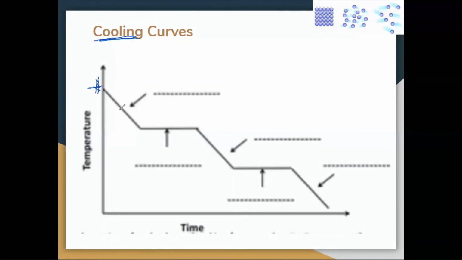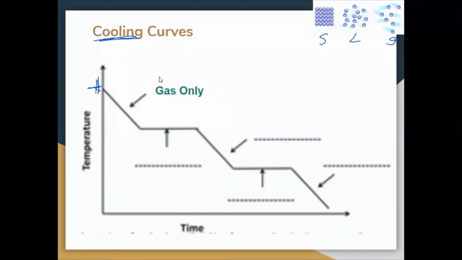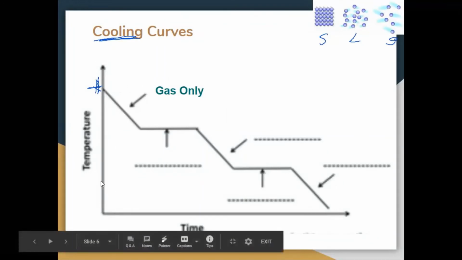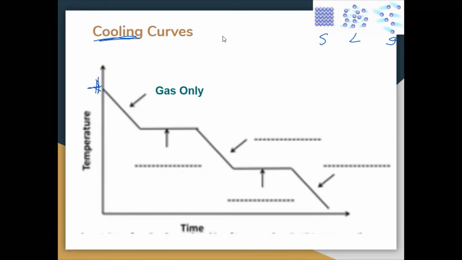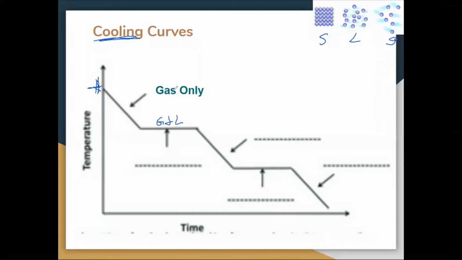So then my question to you, at a super high temperature, will we find water as a solid, liquid, or a gas? Gas. Right. So now with the cooling curve, we're going to start off with gas only, because we're starting off at a high temperature, versus with the heating curve, we started off down here. In this case, we're taking the temperature down. So in that case, I end up having my gas and my liquid here.